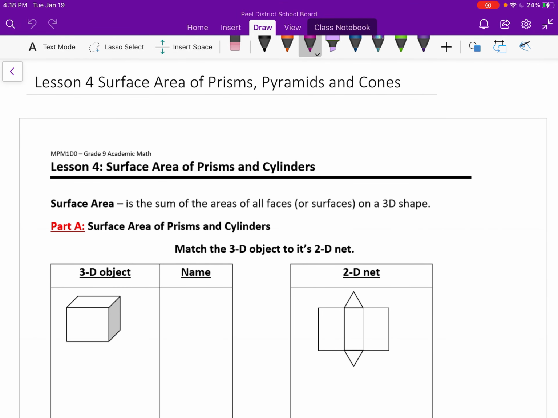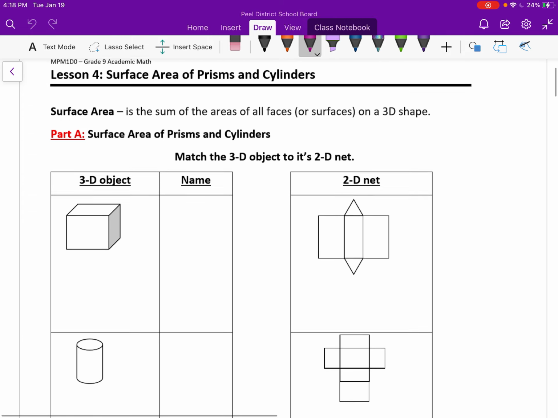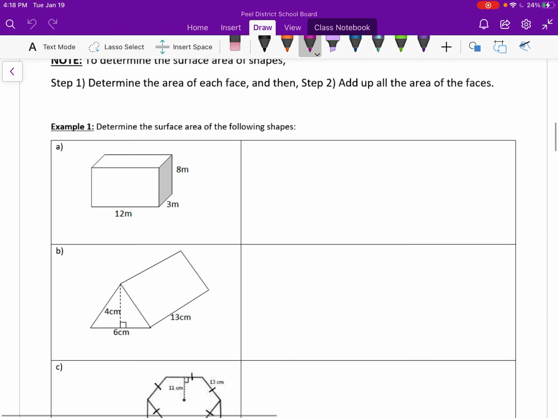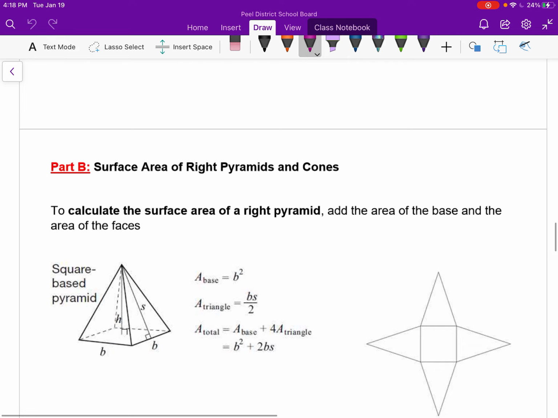Alrighty, class. So we're going to go over lesson 4 today together. Lesson 4, we're going to be talking today about surface area of prisms and cylinders. There's two parts. We're going to start off with prisms and cylinders, and then in part 2, we will move on to surface area of right pyramids.